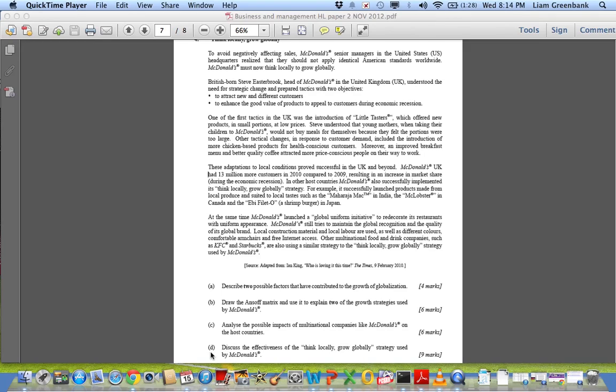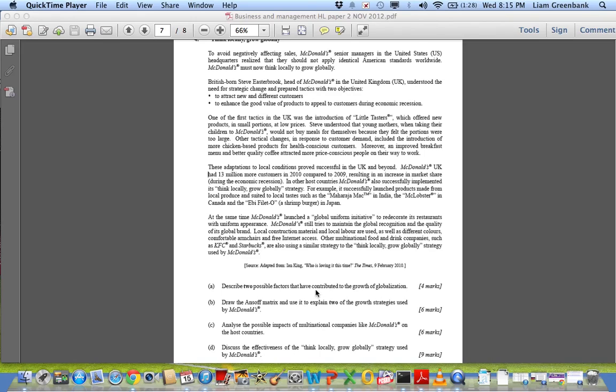But the AO3 command word, again in D, discuss the effectiveness of the think locally, grow globally strategy used for 9 marks. So again, we're going to build an argument to say how it is effective, how it isn't effective, the positives of it, the negatives of it. So 2 arguments for, 2 arguments against, and then we're going to conclude overall what we think of the effectiveness of this strategy. So just as we talked about in class, same layout. It's almost an identical layout every time. AO1, moving up to AO2 questions, and then finishing with an AO3 question.